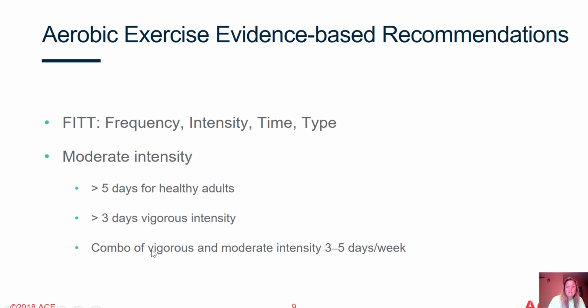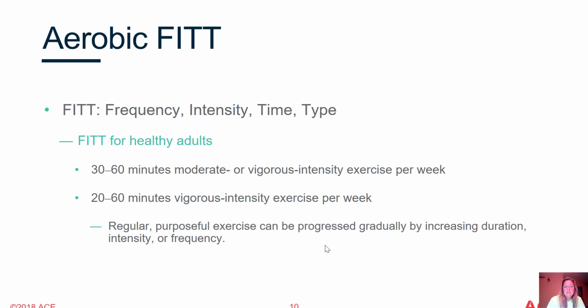If you're combining vigorous exercise and moderate intensity exercise together in your programming over the course of the week, you can limit it to just 3 to 5 days a week. So as far as your frequency goes, anywhere from 3 to 5 days a week, depending on the intensity level of your exercise, and then moderate or vigorous would be the intensity. The time, how long should you do aerobic exercise for? Well, the recommendation for healthy adults is 30 to 60 minutes for moderate or even vigorous per week, and then either 20 to 60 minutes if you're choosing to do just vigorous intensity exercise.